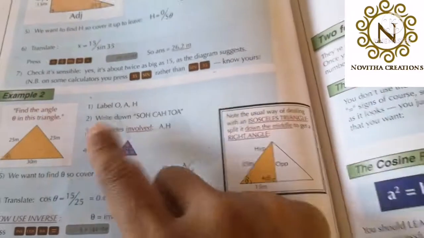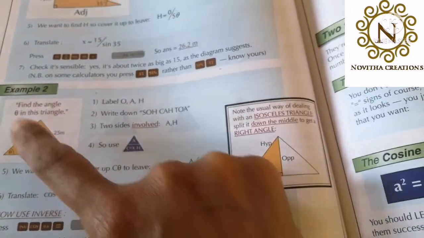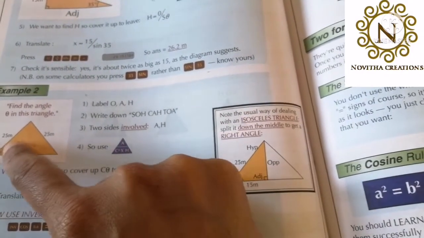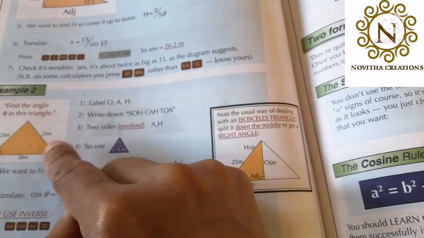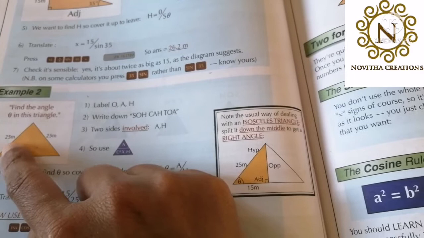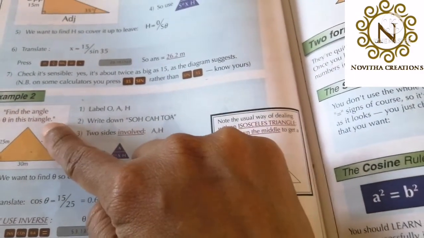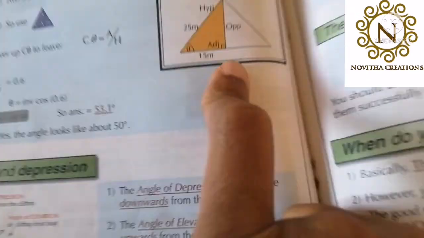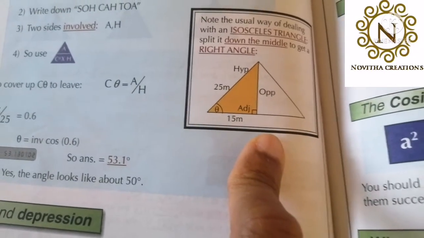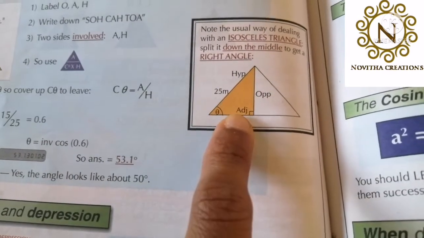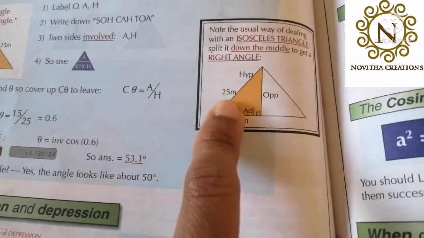Example 2. They have given these three sides: 25 meter, 30 meter and 25 meter. Find theta in this angle. Label OAH. This is an isosceles triangle, so you need to write like this, and this is opposite, this is adjacent, this is hypotenuse.